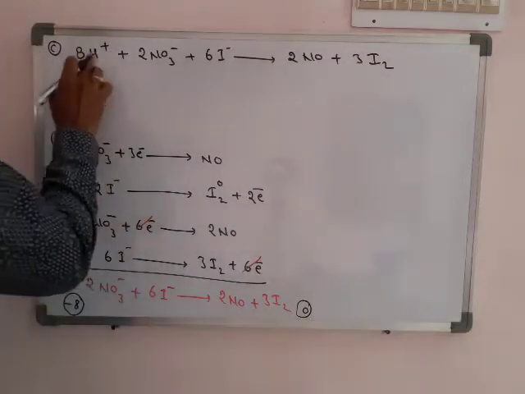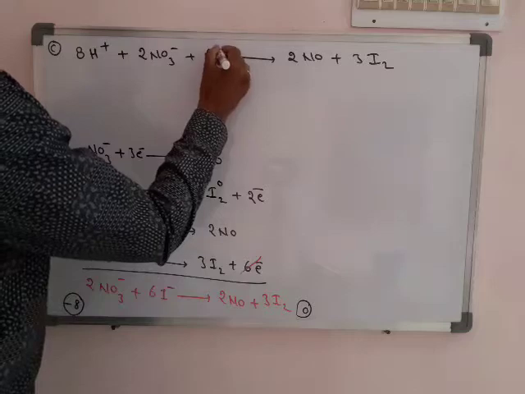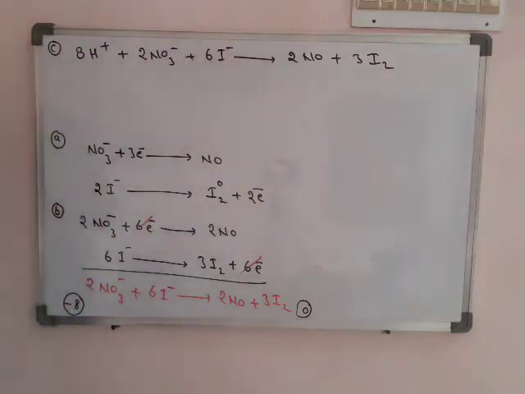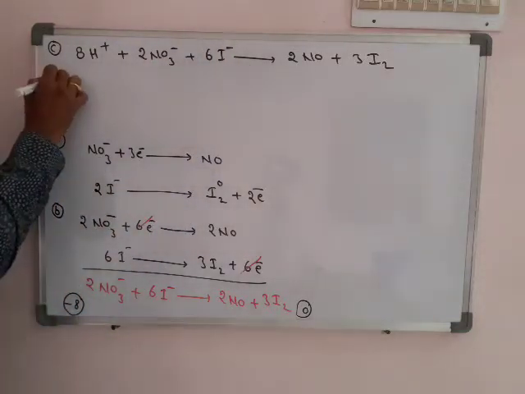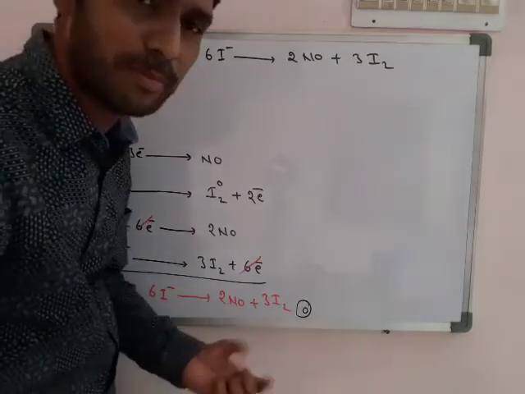Okay, so already plus 8 minus 8 becomes 0. So this also, total charge becomes 0. Okay, next balance the oxygens. So already we know how to balance the oxygens in acid medium or basic medium.